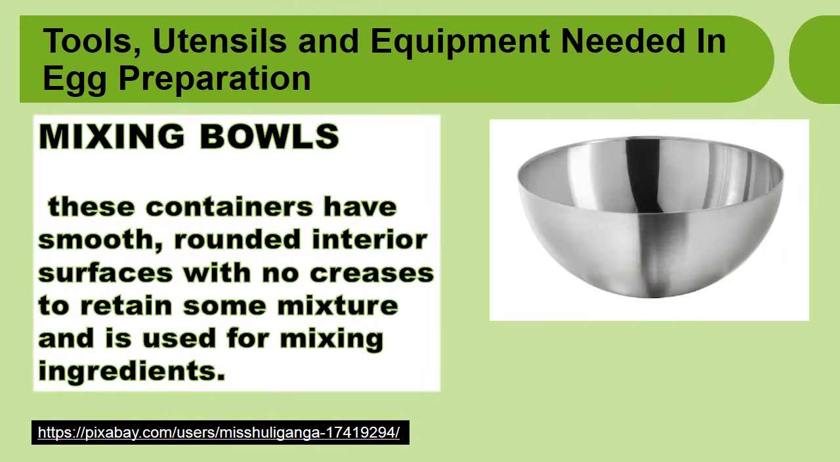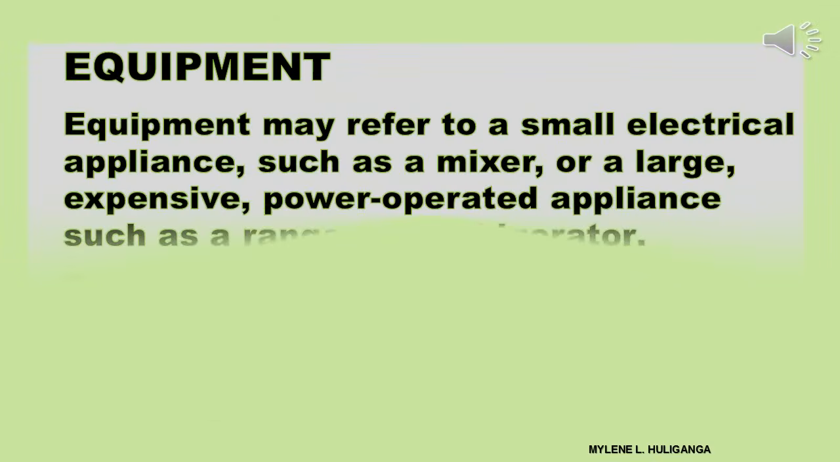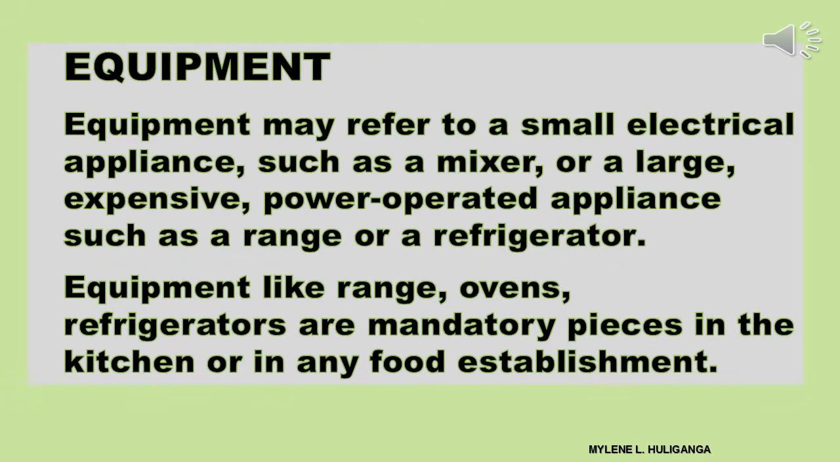Mixing bowls. These containers have smooth, rounded interior surfaces with no creases to retain some mixture and are used for mixing ingredients. Equipment. Kitchen equipment may refer to a small electrical appliance such as a mixer, or a large, expensive, power-operated appliance such as a range or a refrigerator. Equipment like ranges, ovens, and refrigerators are mandatory pieces in the kitchen or in any food establishment.